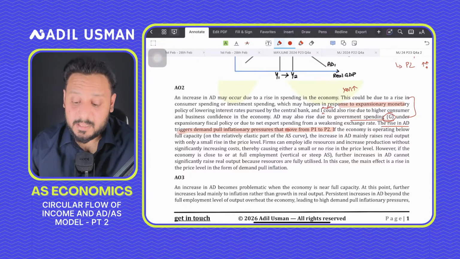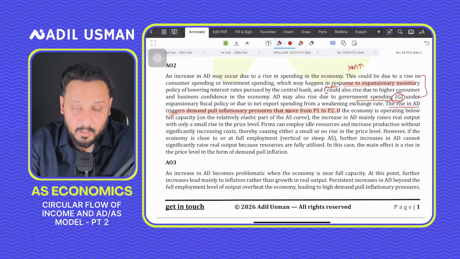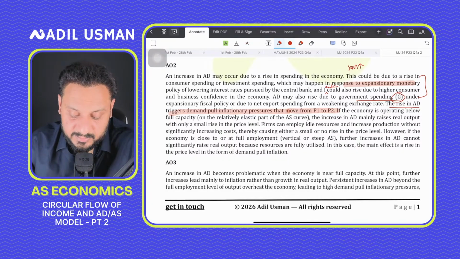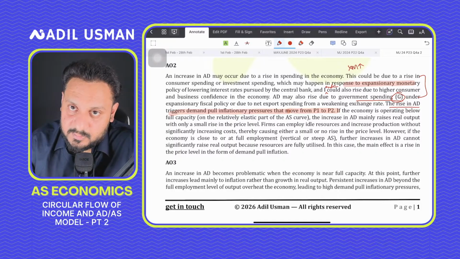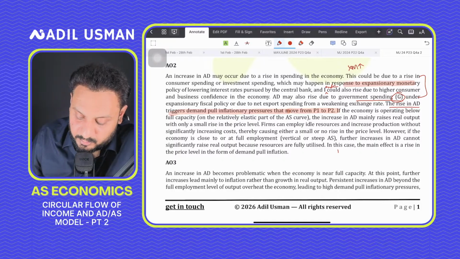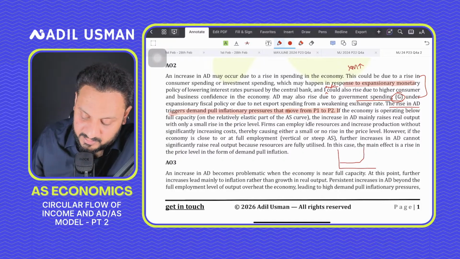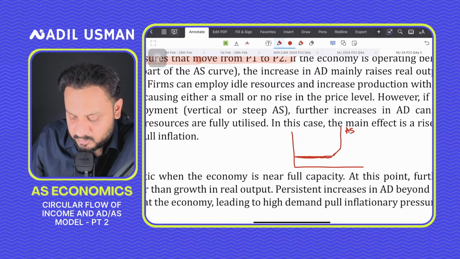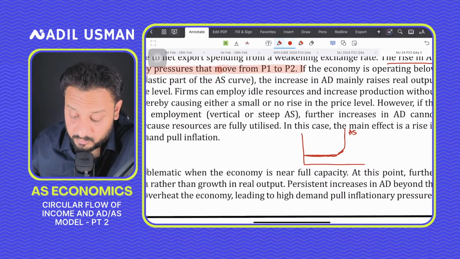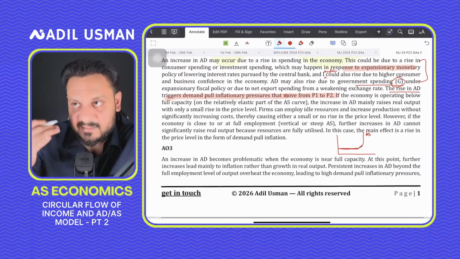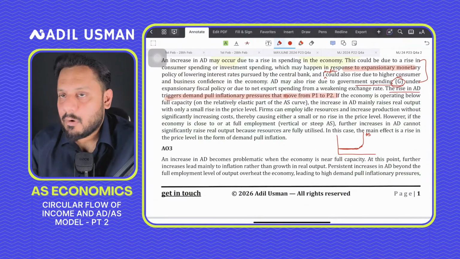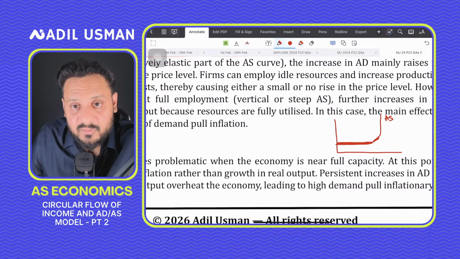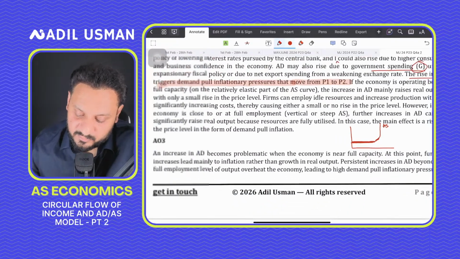But this is not necessary if the economy is operating below full capacity, right? Let's say on the relatively elastic part of the AS curve. So let's say if you're operating on this part of the AS curve, or even on this part as well, on the intermediate range as well. So price level wouldn't really go up to that extent, and neither would output go up to that extent. In fact, if you're operating on this horizontal range, then there's no change in prices.